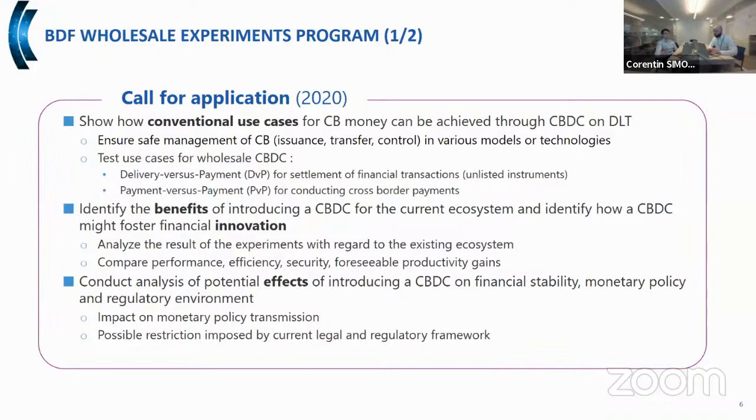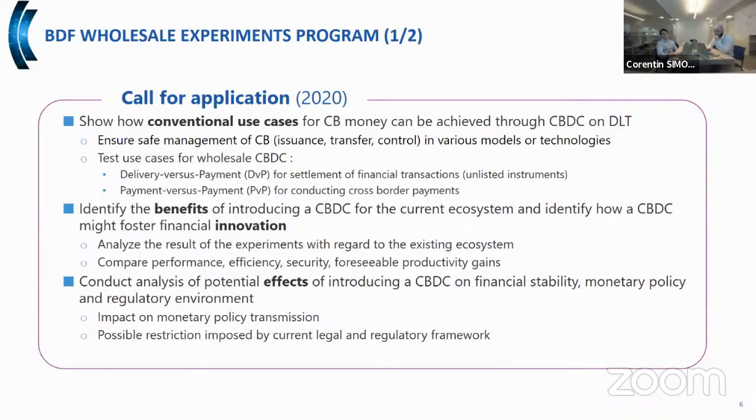The first one was to explore how conventional use cases for central bank money can be achieved through CBDC on DLT. More precisely, we showed how to ensure self-management of central bank money on DLT technologies. And we tested use cases for wholesale CBDC, such as delivery versus payment for settlement of financial transactions, and payment versus payment for cross-border payments.